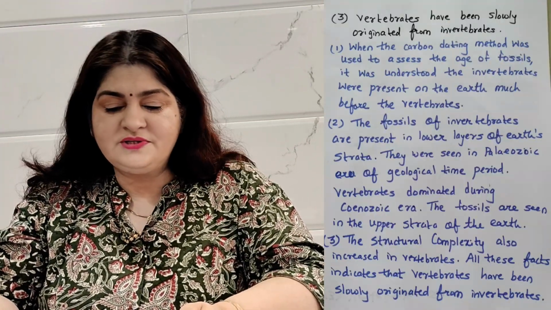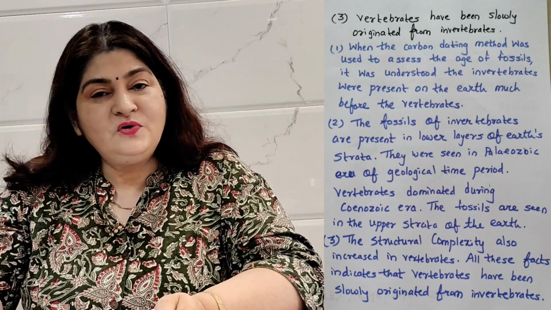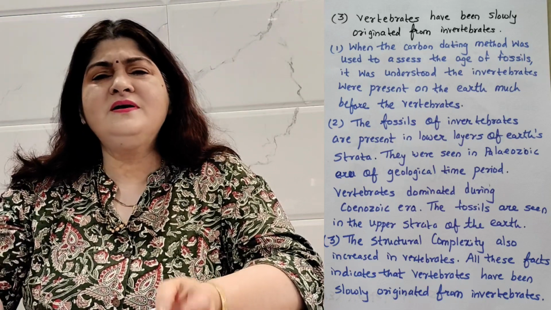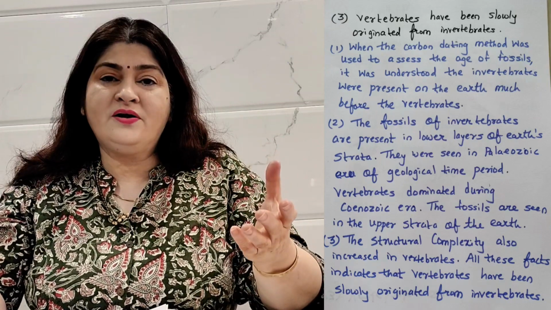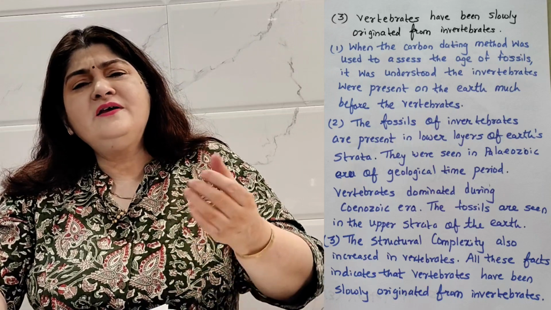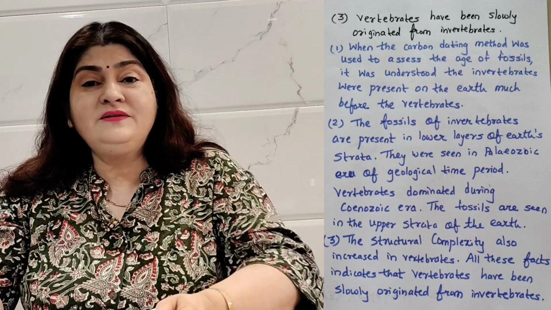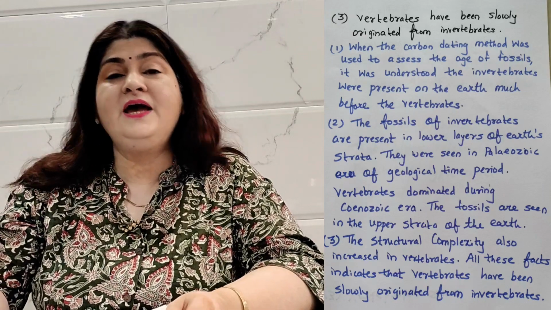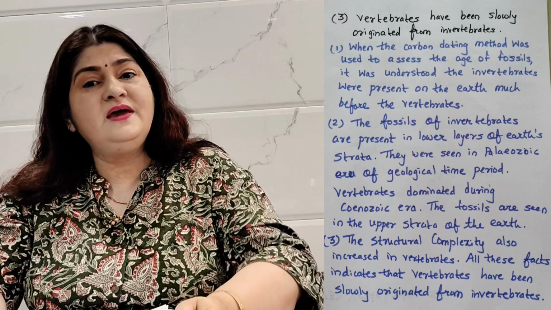Third scientific reason, vertebrates have slowly originated from invertebrates. हम लोगों को मालूम है कि अर्थ पे एक सिंगल सेल से लाइफ स्टार्ट हुई, फिर मल्टी सेलुलर ऑर्गेनिज्म आए, फिर थोड़ी कॉम्प्लेक्सिटी, और एंड में जो वर्टिब्रेट्स आए वो सबसे एंड में आए हैं. तो वही थियोरी है कि अर्थ पे सबसे पहले इनवर्टिब्रेट्स आए और वर्टिब्रेट्स इनवर्टिब्रेट्स में से ही इवॉल्व हुए.